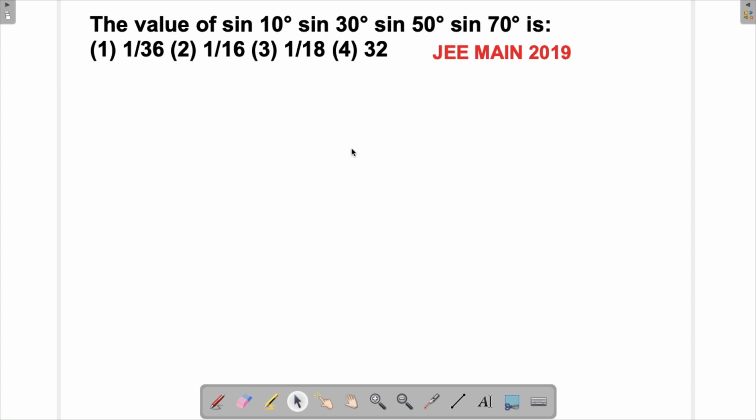All right, so let's solve a simple problem which appeared in JEE Main 2019. And if you just know one expression, then you would be able to solve this problem under 1 minute. So what is the expression which you need to know?